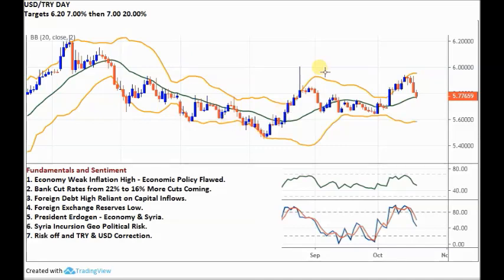Now, before we do the technicals, I just want to look at the fundamentals and sentiment. In terms of point number one, the economy is weak and inflation is high. Well, that's not a good combination for any economy. The economic policy being followed by the Turkish government is totally flawed. When they were talking about it a few weeks ago, I was saying it's got no chance of helping the Turkish economy move forward at all. The central bank has cut interest rates from 22% to 16%, and there are more cuts coming. And it's the interest rate that really attracted foreign investors into the lira.